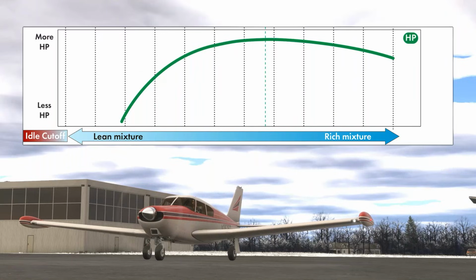But let's start here. So the horizontal axis on this chart is the mixture setting or the fuel flow. At the right side is the full rich mixture. Moving to the left, you get leaner. Eventually, you get all the way to the left to an idle cutoff position. The green curve then is how horsepower relates to that. If you start all the way over at full rich, we're making slightly less than the maximum power we could be.